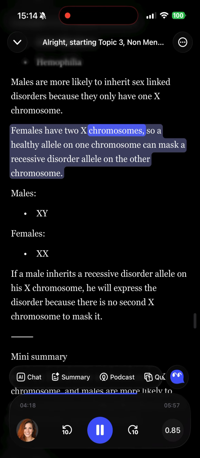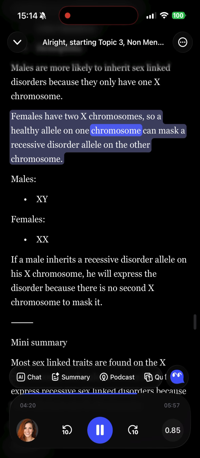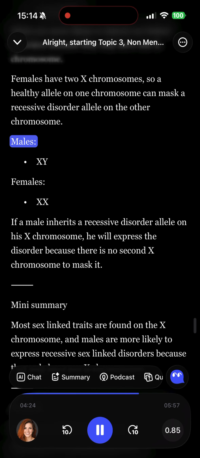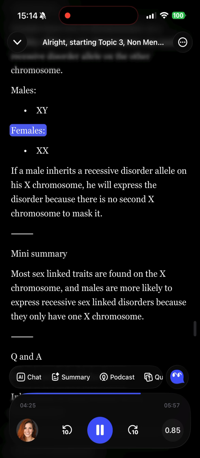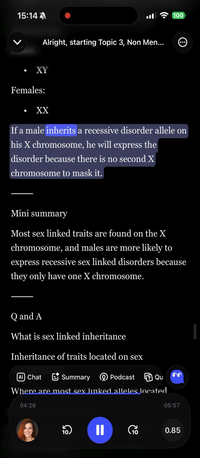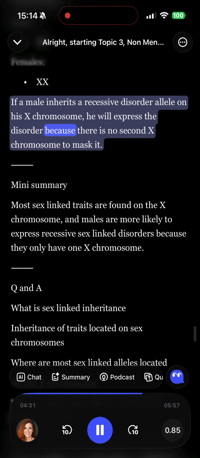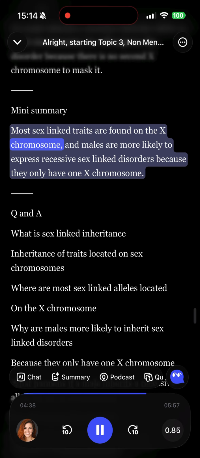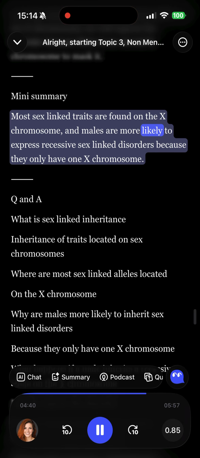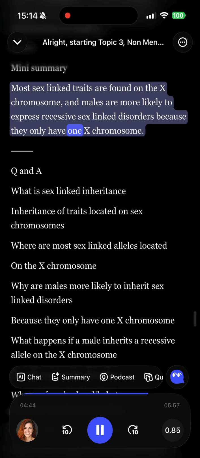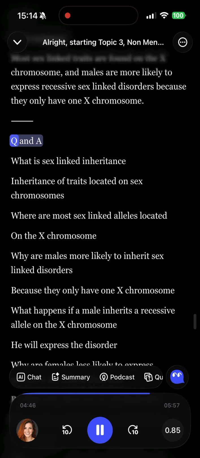Females have two X chromosomes, so a healthy allele on one chromosome can mask a recessive disorder allele on the other chromosome. Males, XY; females, XX. If a male inherits a recessive disorder allele on his X chromosome, he will express the disorder because there is no second X chromosome to mask it. Mini summary. Most sex-linked traits are found on the X chromosome, and males are more likely to express recessive sex-linked disorders because they only have one X chromosome.